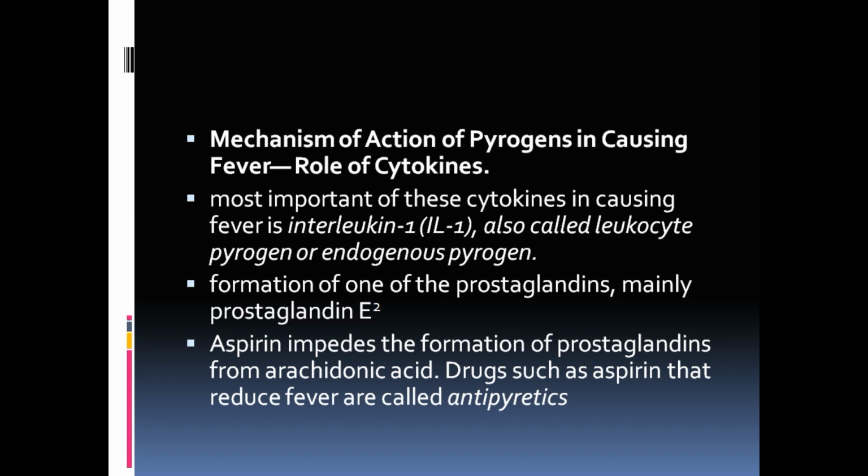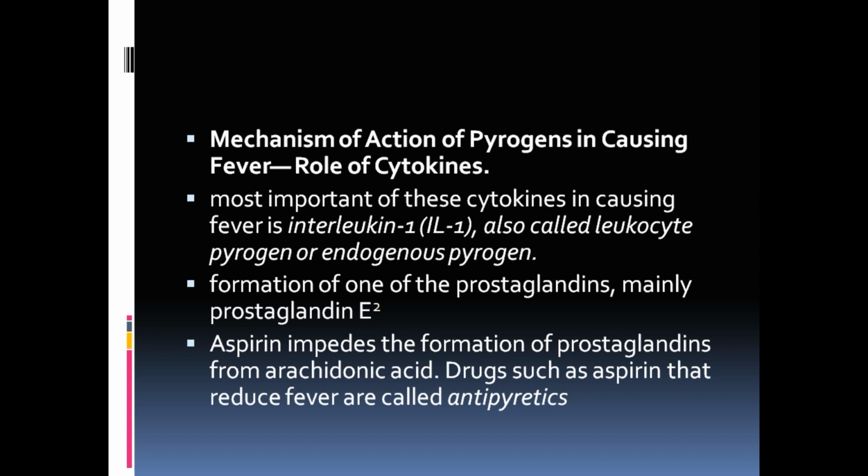The mechanism of action of pyrogens in causing fever includes the role of cytokines. As we have seen in our immunity classes, the cytokines are a wide variety of chemical mediators which are released during inflammatory responses and give signals to the various body parts. One of the most important cytokines involved in pyrogenesis is interleukin 1, and this is also called endogenous pyrogen.